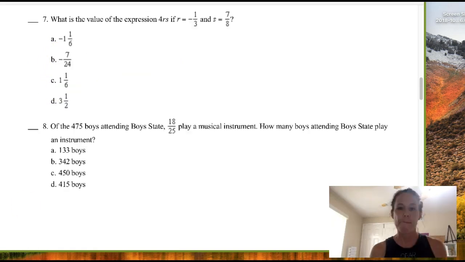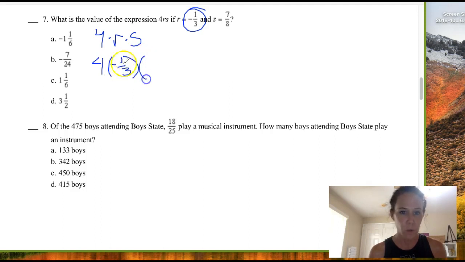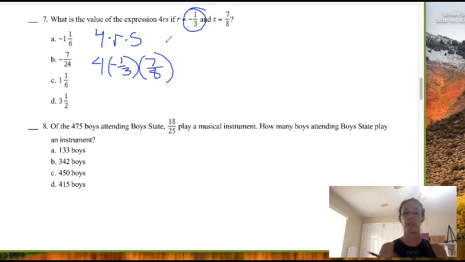All right, on to number 7. All right, we're going to multiply this expression. 4 times R times S. And they give us R is negative 1/3, so this will be 4 times negative 1/3, not a subtract, it's a multiply even though that's negative. And then the S is 7 over 8. Now multiplication is commutative, it's associative. I can multiply straight across the top, I can flip these around in different orders, it doesn't matter.